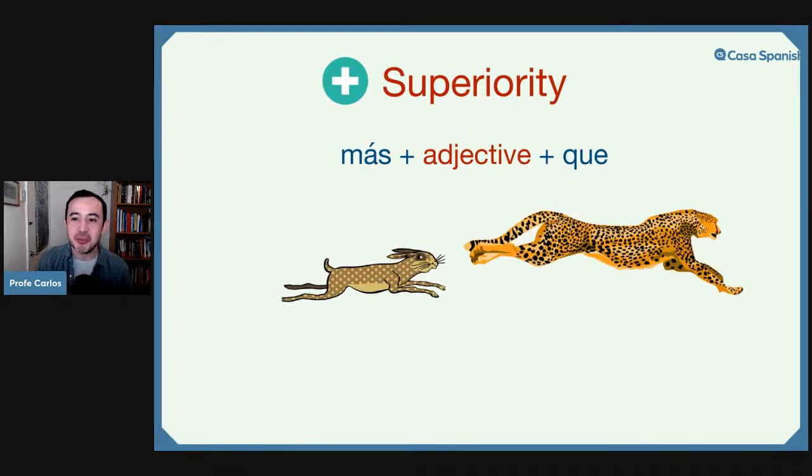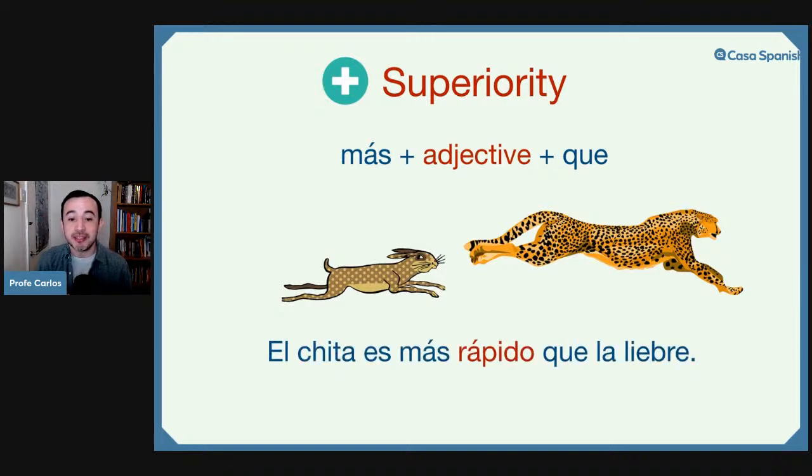here we have two animals, and of course, we're going to be talking about velocidad or speed. El chita es más rápido que la liebre. So you can see the structure: más, the adjective rápido, and then the pronoun que, and then the two subjects we are comparing. In this case, el chita and la liebre, the hare. The cheetah is faster than the hare.